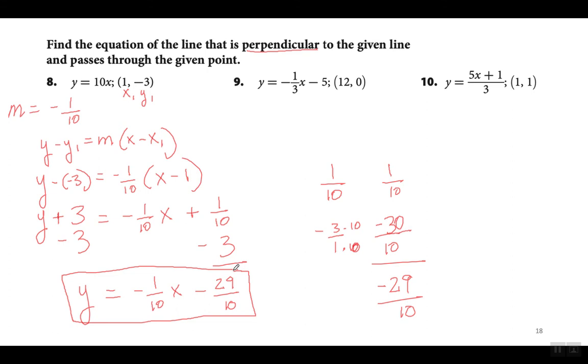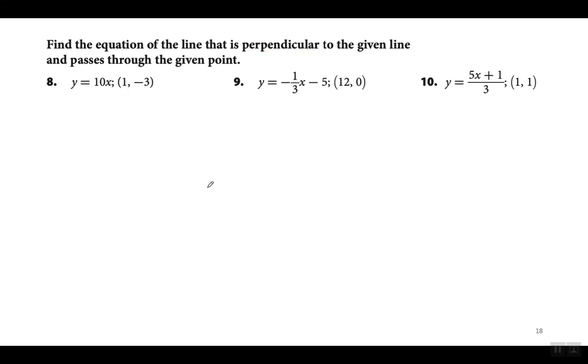Alright, let me erase that so I can do number 9. Okay, so if a line is perpendicular to this one, the slope would be positive 3, instead of negative 1 over 3. This will be x1, y1. Thank you, there's no fractions here. Wow, it's a miracle. So y minus y1 equals, there's my point slope form.